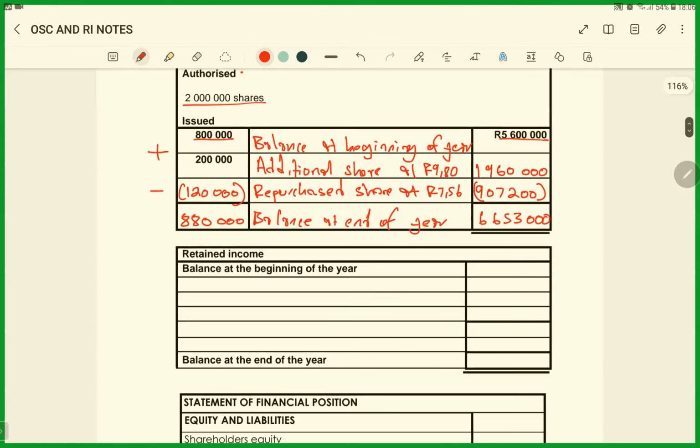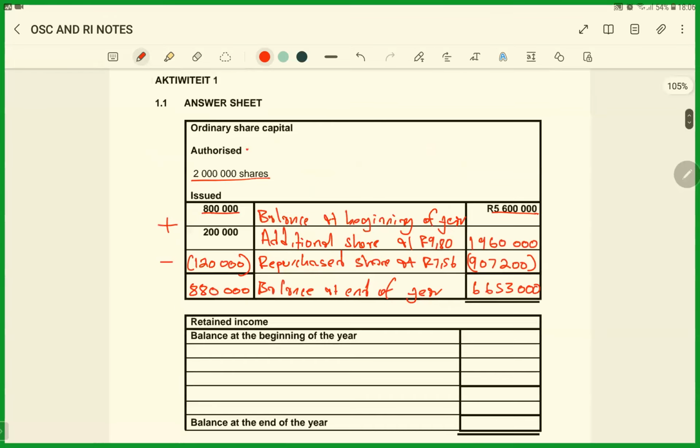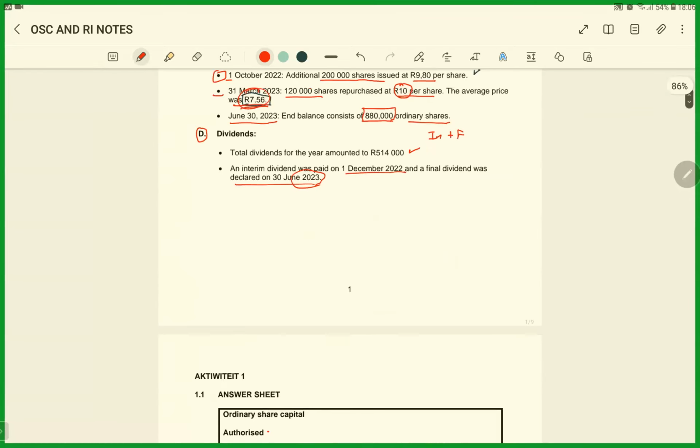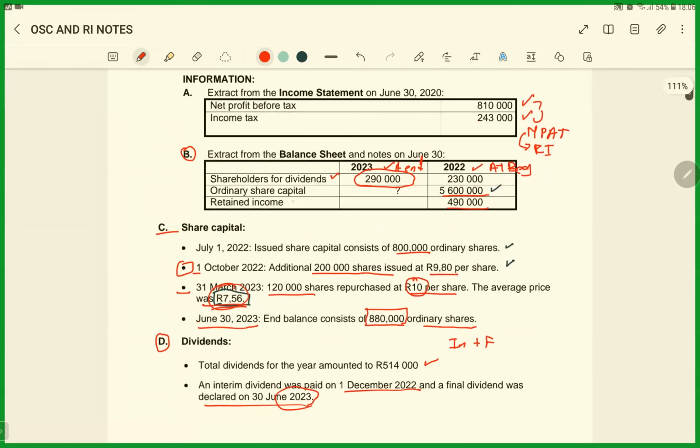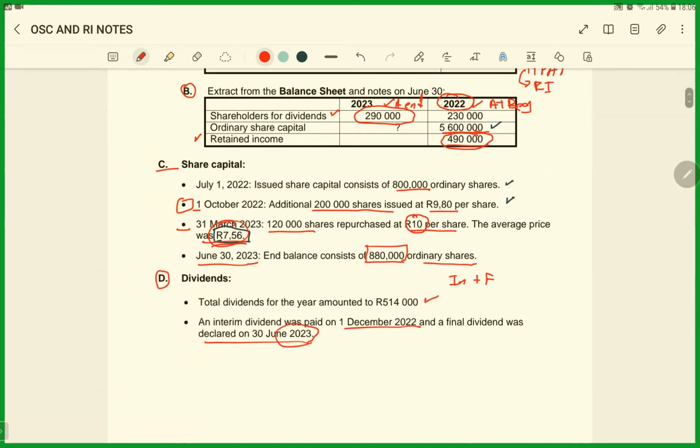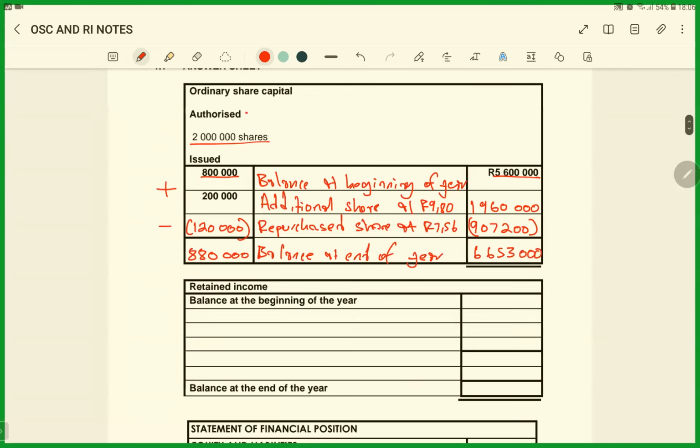Now, according to the answer book, we have the balance at the beginning of the year, but they are not giving it to us, so we must find it. So go back to our information. If you look here, we have the item for retained income, which is 490,000. So this is the balance at the beginning of the year. So I'm going to say retained income at the beginning of the year, 490,000 rand.